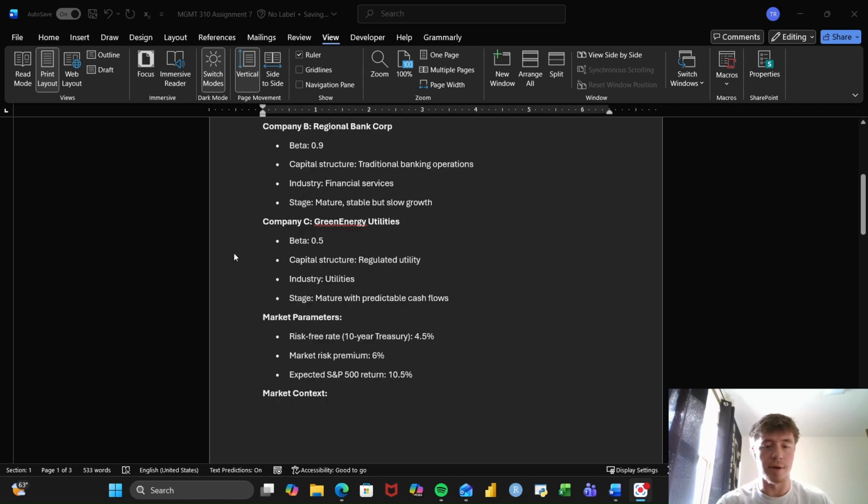And then we will also be using these parameters for the market. So the risk-free rate, or the hypothetical rate of return, assuming 0 volatility, is 4.5%. The market risk premium, or the expected return after the risk-free rate, or what we would want to get for putting in extra risk, is 6%, and then the expected return on the S&P 500 is 10.5%, which is just these 2 added up.